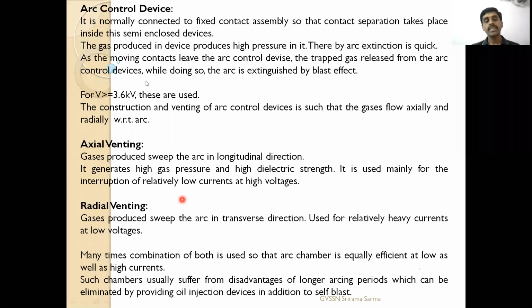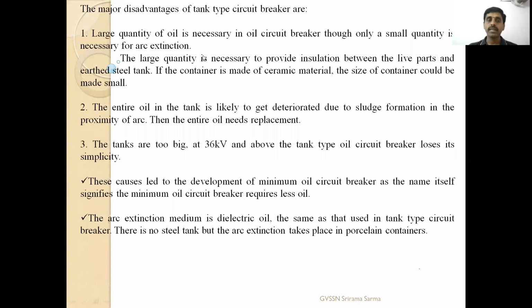So what are the major disadvantages of this bulk oil circuit breaker? A large quantity of oil is necessary. Normally for arc extinction, a small quantity is enough, but in this a large quantity is required. It is needed to provide insulation between the live parts and the earthed steel tank. For all these things, a large quantity is required. But normally, a very small quantity of oil is enough for arc quenching.